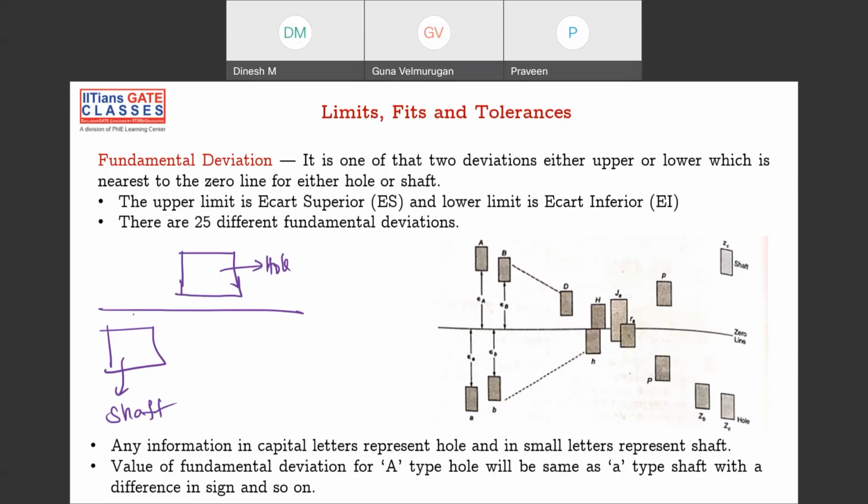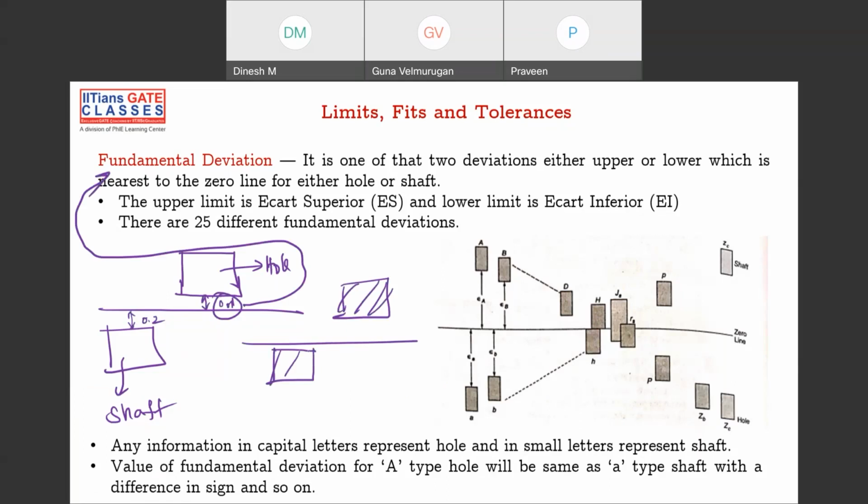So you see the minimum. Let's say this is the distance, some distance. Let's assume that this is 0.1 and this is 0.2. So the minimum is this. This is your fundamental deviation. Or sometimes the line is like this, and the shaft is very near, and the hole is a little far. This distance here is the fundamental deviation.